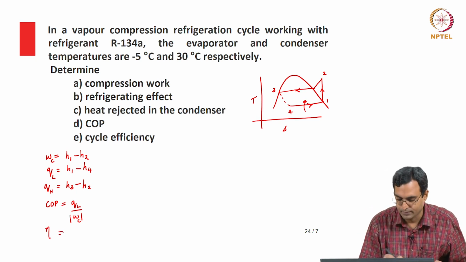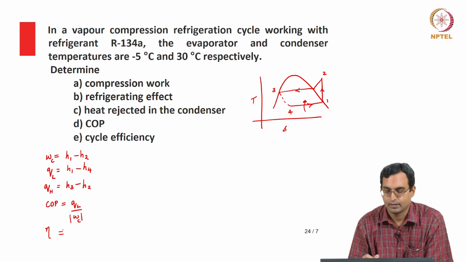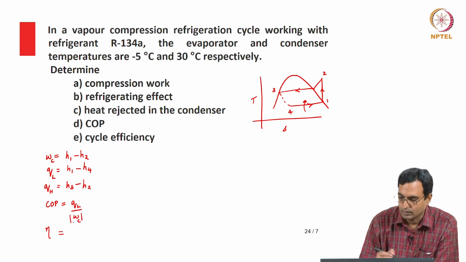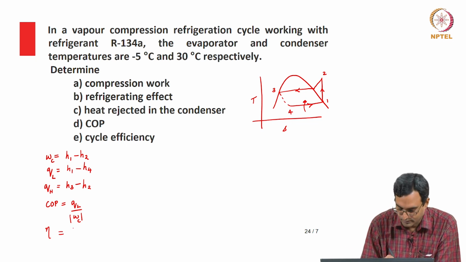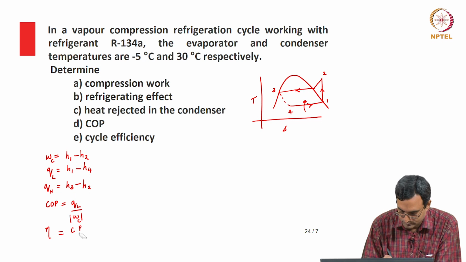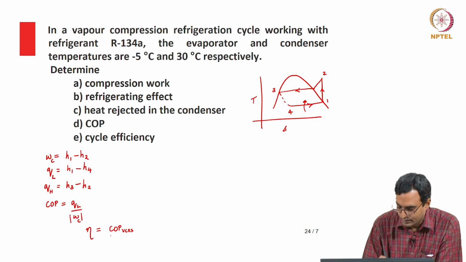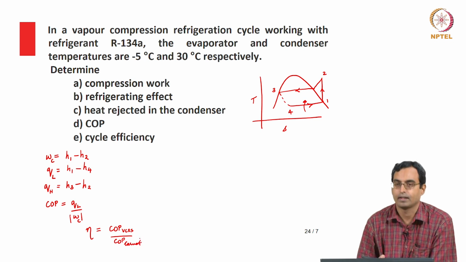The cycle efficiency is essentially defined as the efficiency of this cycle compared to the efficiency of a Carnot cycle operating between the same temperatures. Or in this case, sorry, we are looking at a refrigerator. So, the cycle efficiency is defined as the COP of this cycle divided by the COP of a Carnot cycle operating between the same two temperatures.